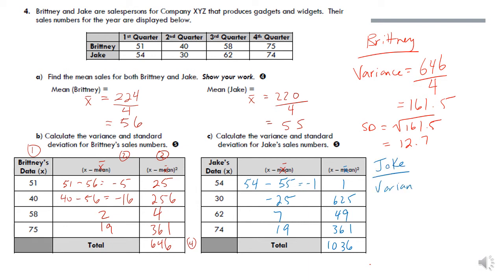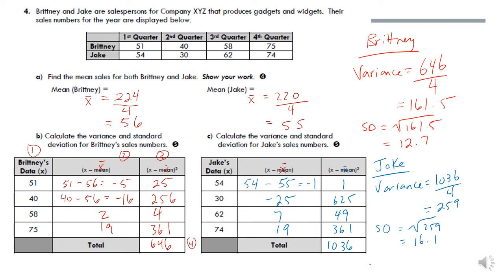And then for Jake, we'll change the color. His variance total divided by how many numbers? It's 4. It's 259. Standard deviation equals the square root of that number, 1 decimal place, 16.1. Remember, lower is better.